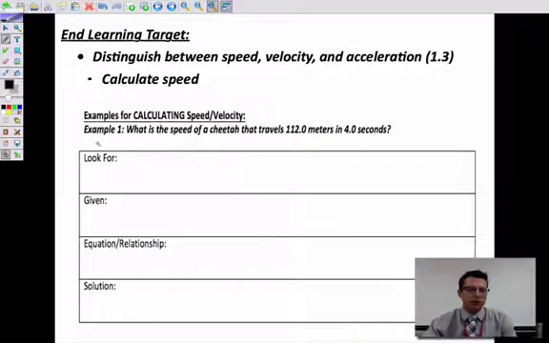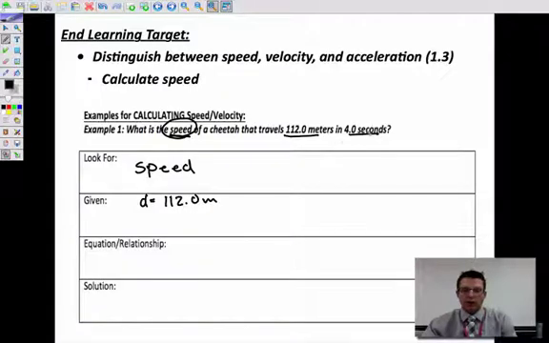Well, here's a few examples. What is the speed of a cheetah that travels 112 meters in 4 seconds? So I am looking for speed. I am given distance because I know that meters is a unit for distance. So D equals 112 meters. I'm also given time because I know that seconds is a unit of time.